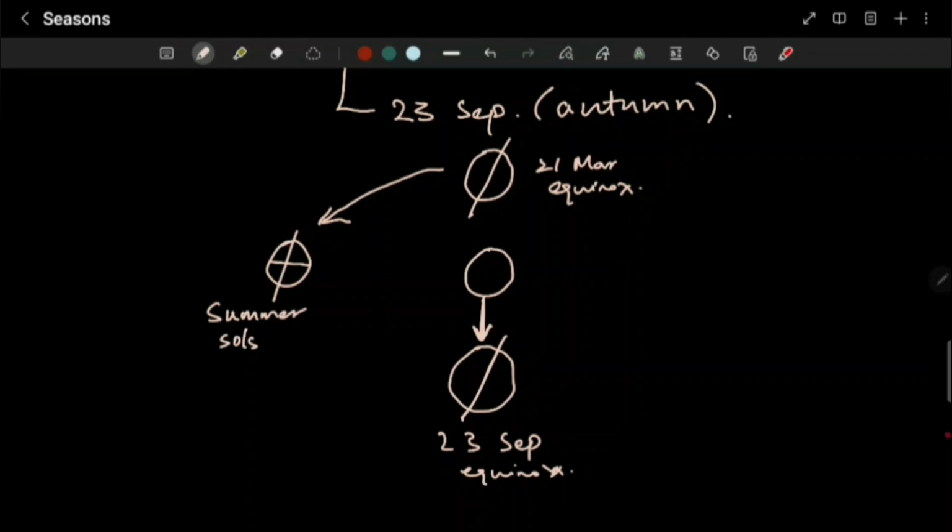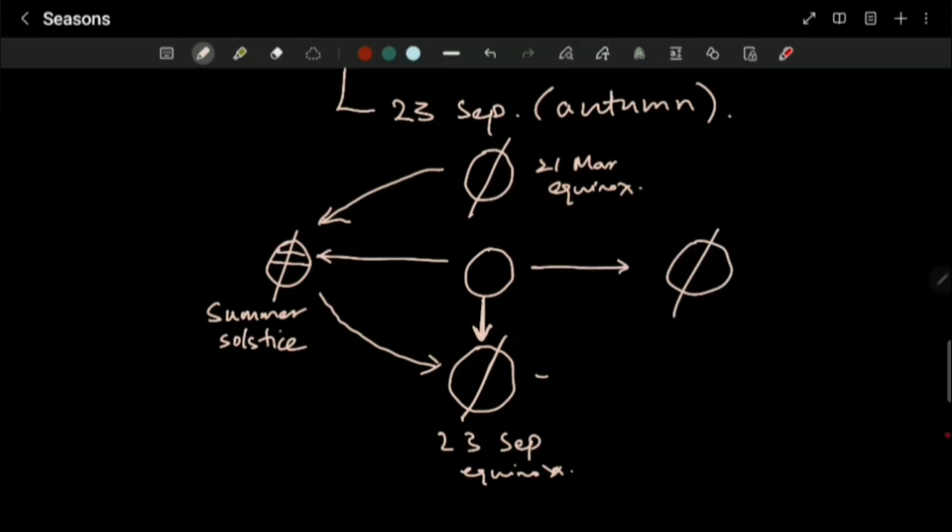Summer in the northern hemisphere. And here the rays are overhead directly on the Tropic of Cancer. Then it again revolves and it comes here 23rd September. Again all the rays are falling equally on the earth. Now here again it revolves and this is Tropic of Capricorn and this is the winter solstice. Now you understand. Again it revolves and goes to 21st March equinox.